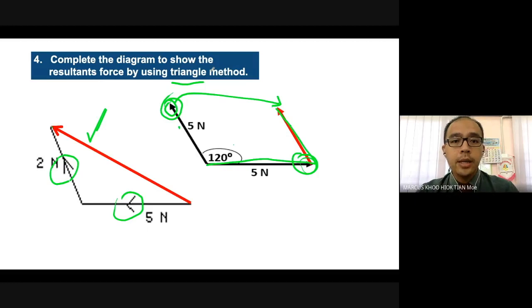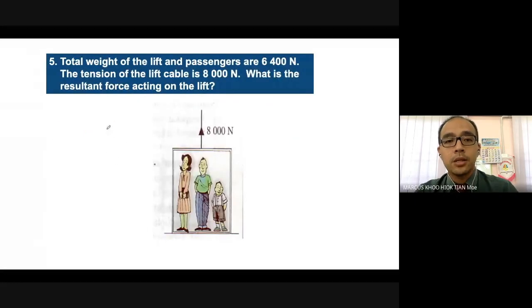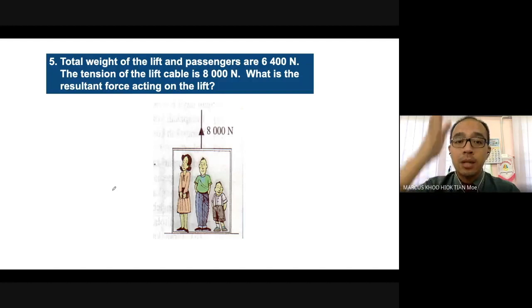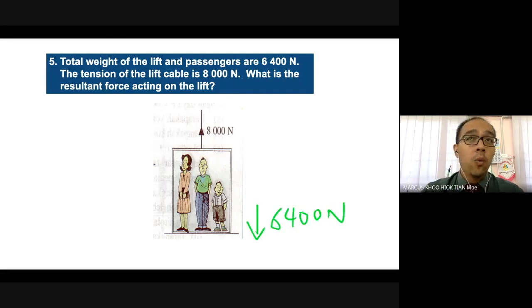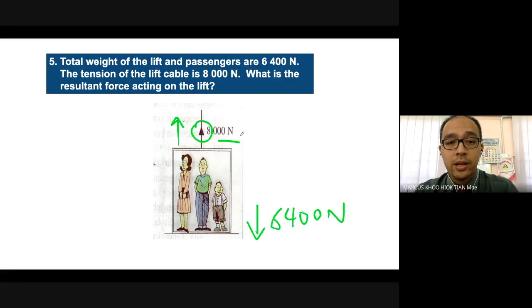Okay, let's consider this situation. We come back to a simple situation, but this one involves up and down. Just now we considered left and right. Now we talk about up and down. The total weight of the lift and passengers is 6,400 newtons, acting downwards. What is the tension of the lift cable? This is the tension, pulling upwards, 8,000 newtons. What is the resultant force acting on the lift?